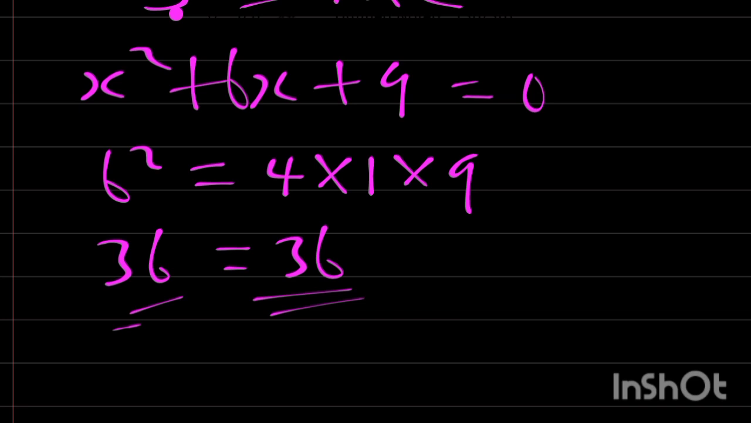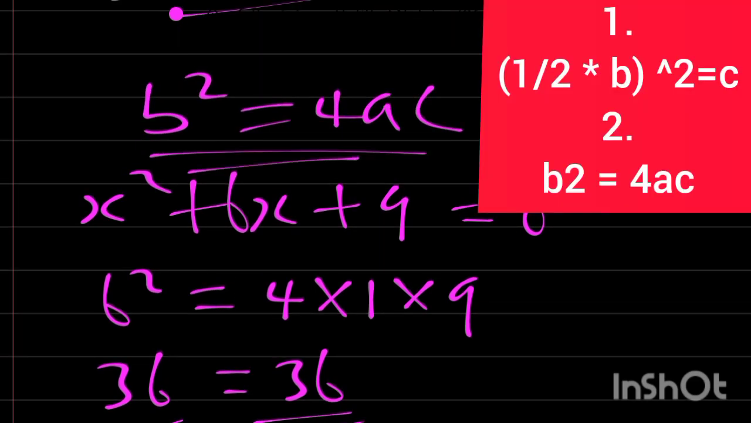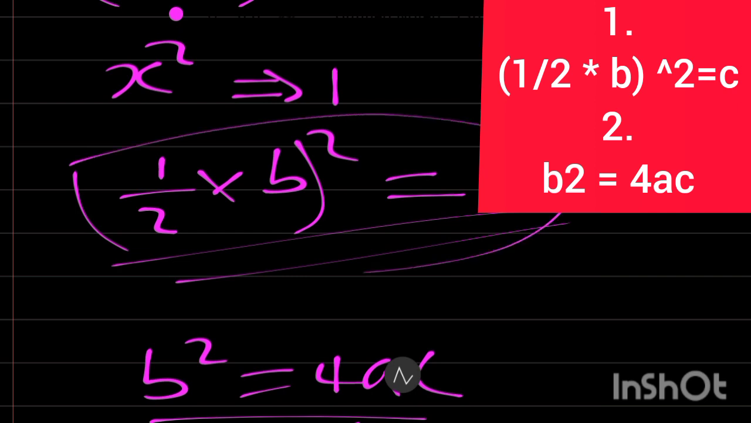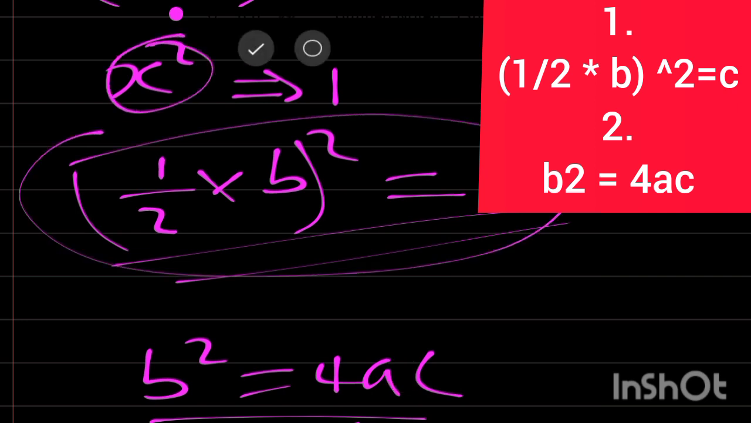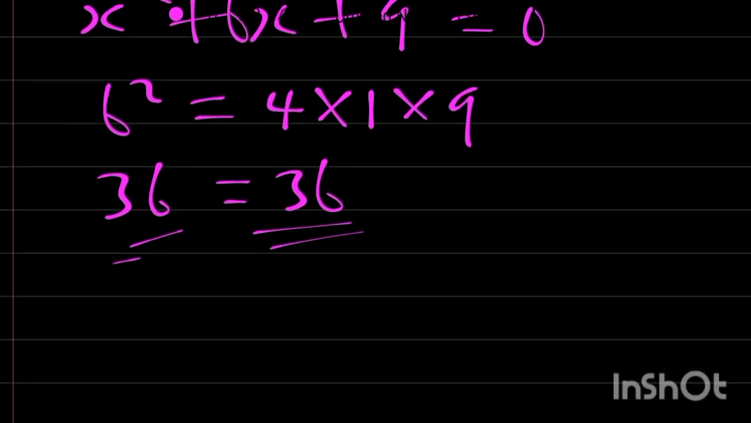So we've learned two ways of identifying an expression as a perfect square today. The two ways are this method, and the second method is this. But for this one, make sure that the coefficient of x squared is 1.